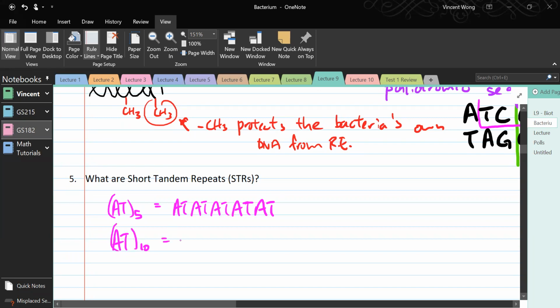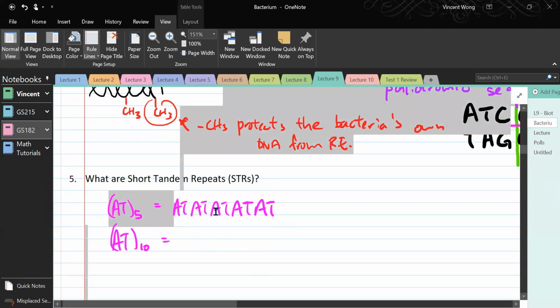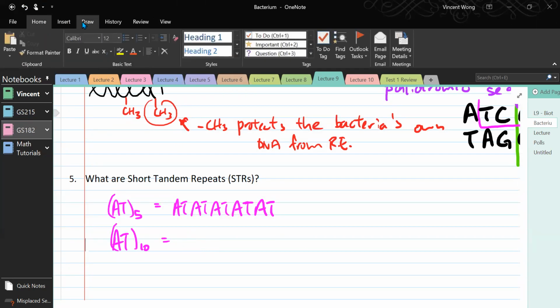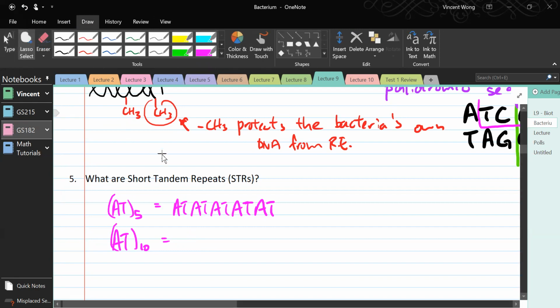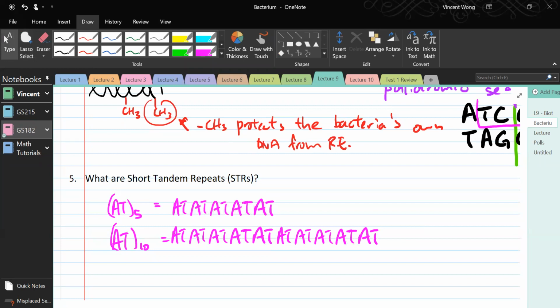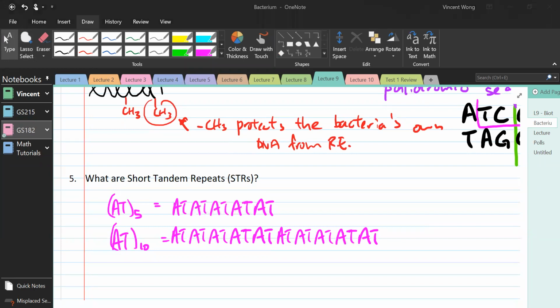AT10, which is like AT, 10 times, right? I was going to be lazy and copy this, but I think this is going to end up wasting more time than if I write it out. But I'm committed, so I have to see it through. So there, it's 1, and then there we go. So 10 times. Okay, so that's a short tandem repeat.